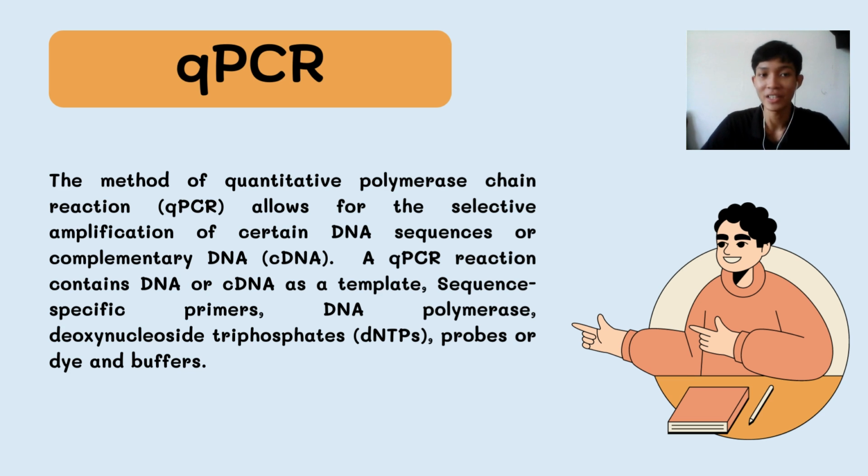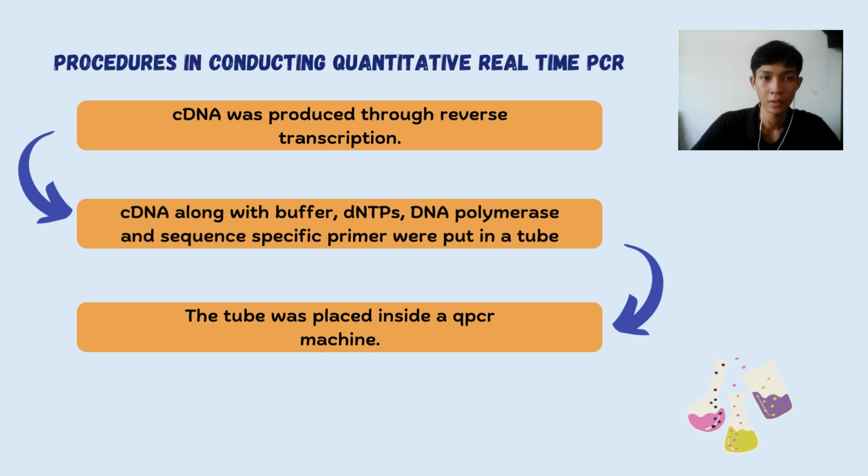To profile the gene expression of some of the identified candidate genes involved in the production of taxol, real-time polymerase chain reaction (qPCR) was performed, and this method allows the selective amplification of complementary DNA, also known as cDNA. To conduct real-time PCR, first cDNA was produced through reverse transcription, then the cDNA along with buffer, dNTPs, DNA polymerase, and primers were put in a tube. Then the tube was run on a real-time PCR machine.